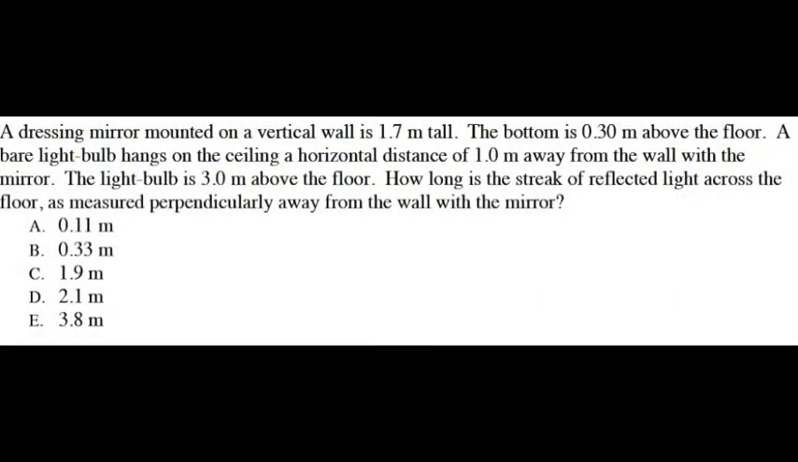So let's carefully read through the problem. A dressing mirror is mounted on a vertical wall that is 1.7 meters tall. The bottom is 0.3 meters above the floor. A bare light bulb hangs on the ceiling a horizontal distance of 1.0 meters away from the wall with the mirror. The light bulb is 3.0 meters above the floor. How long is the streak of reflected light across the floor as measured perpendicularly away from the wall with the mirror? And there are 5 different numerical choices in meters.